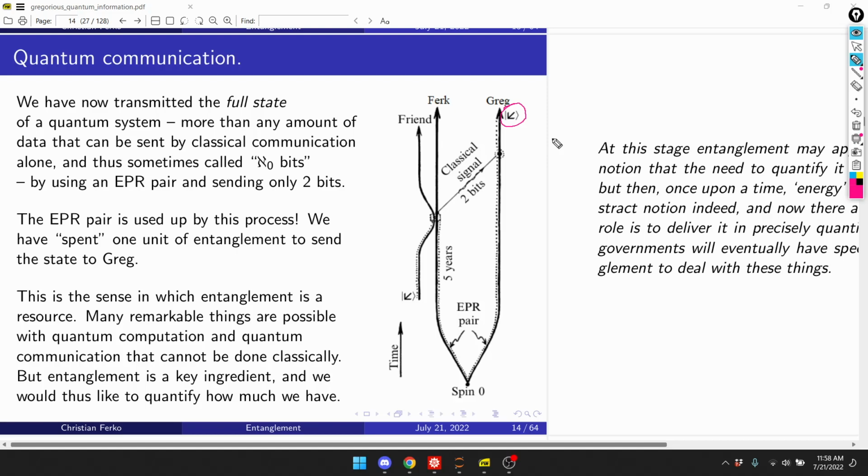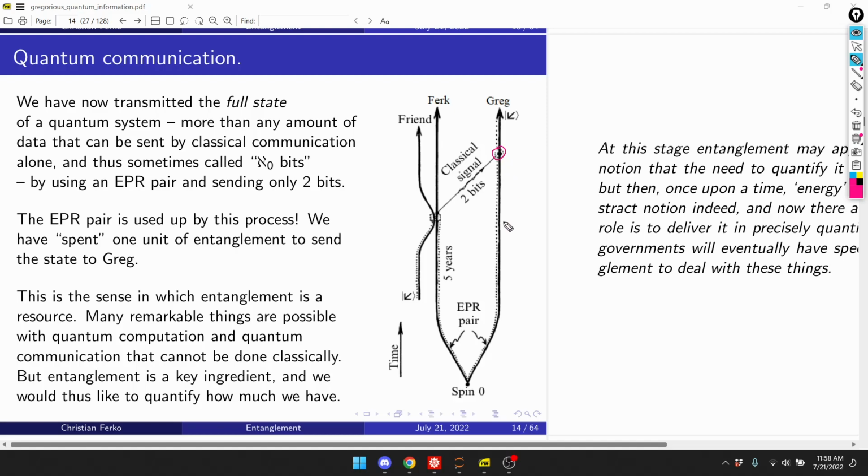So this should seem extremely spooky. How did the information about the electron get from me to Greg? It could not have gone purely through the classical signal, because 2 bits is not enough information to communicate the state of an electron. So in a certain very precise sense, the way that information was sent to Greg went backwards in time, right?